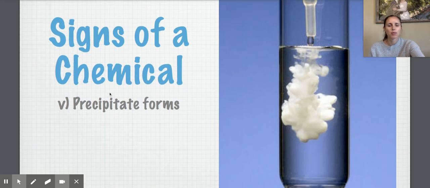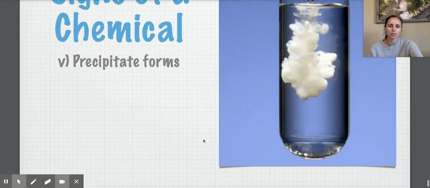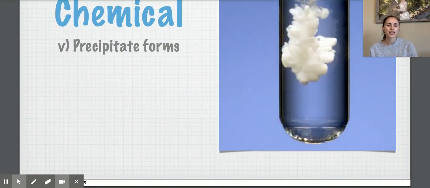And another common one we'll see in this lab is if a precipitate forms. A precipitate is when you have two liquids that are brought together and an unexpected solid forms. So this white cloudy substance here is a precipitate, that's a solid, and if you actually let this settle, it'll settle to the bottom of the liquid. So those are your signs of a chemical change. That's what you're looking for in order to identify if we have a chemical change.